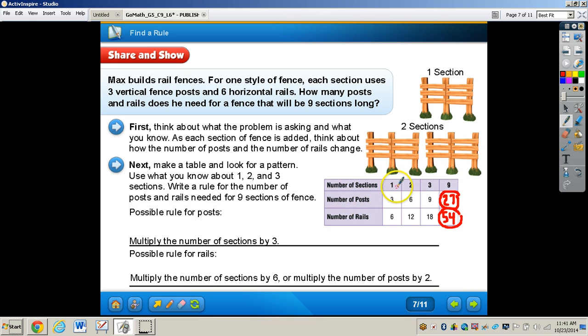So 1 section, multiply that by 3, that will give us the number of posts. And then possible rules for rails, multiply the number of sections by 6, or multiply the number of posts by 2. In other words, 1 times 6 gives us 6, 2 times 6 gives us 12. Or multiply number of posts by 2. 3 times 2 gives us 6, 6 times 2 gives us 12, and so on. So the answer to the question, how many posts and rails does he need for a fence that will be 9 sections long? 27 posts and 54 rails.